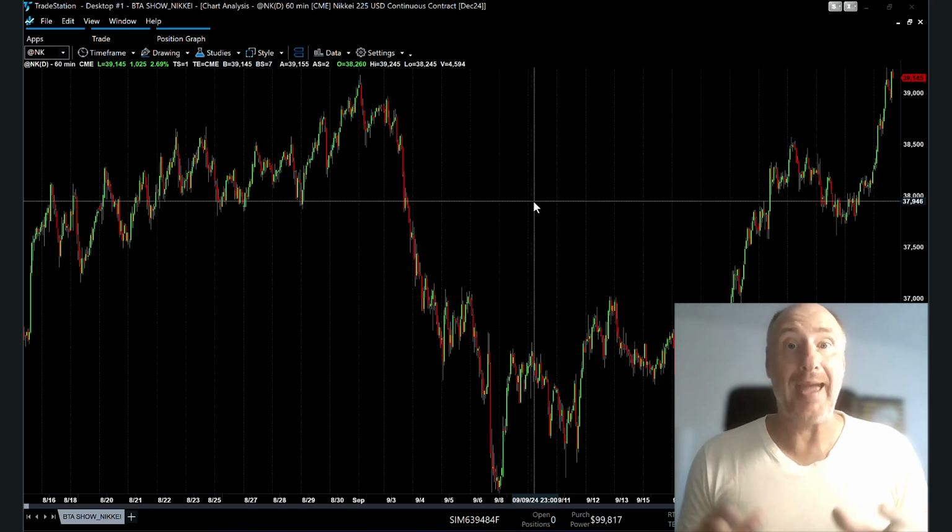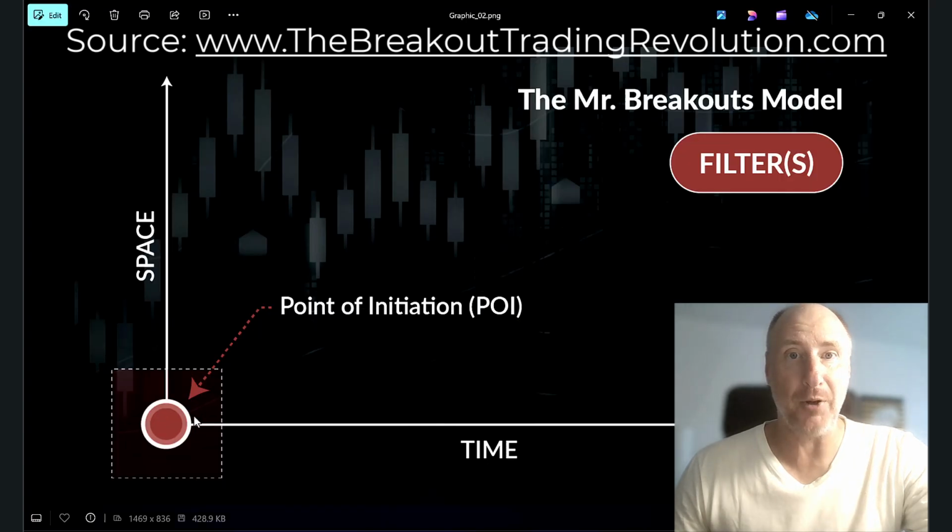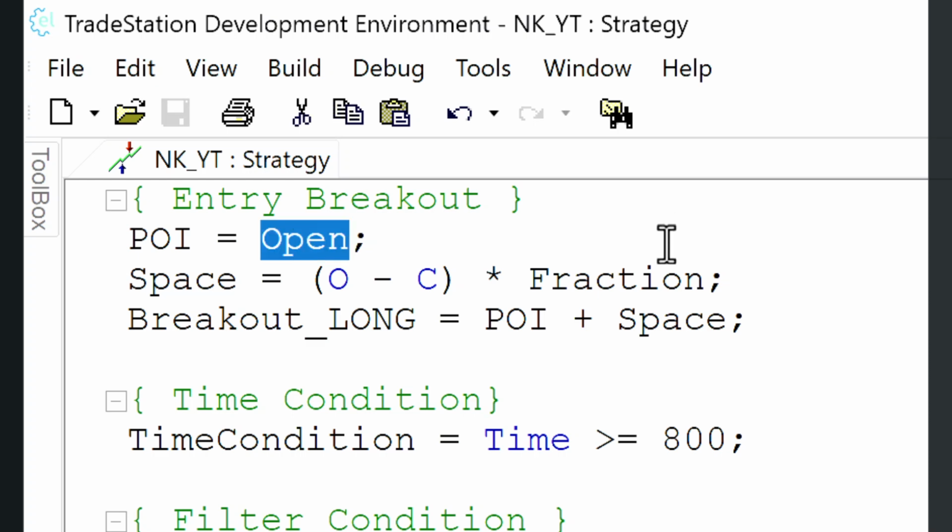Okay, let's now create the breakout strategy for the Nikkei market. First of all, we need to create some breakout entry by itself. So again, let's get back to the formula where we need some point of initiation and some space, which will calculate where the breakout should occur. In this example, as a point of initiation, we can use something very simple as the open of the bar or close of the bar.